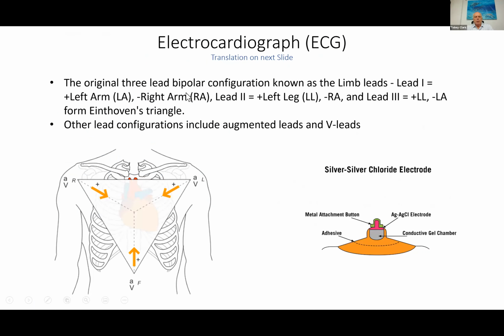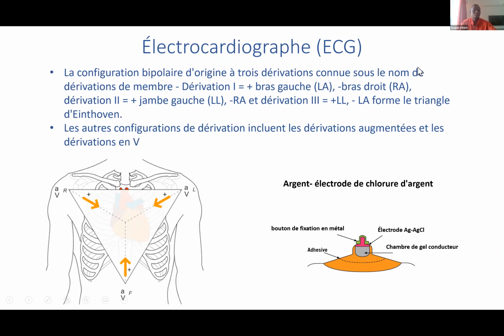So now we're going to talk about the transducer involved with this and the lead system. As you can see, on the right side of the slide, we have an electrode. This is a silver chloride electrode. It's basically an electrochemical type of transducer. You have an adhesive which holds it to the body, and then you have a snap which you connect the electrical connection to.